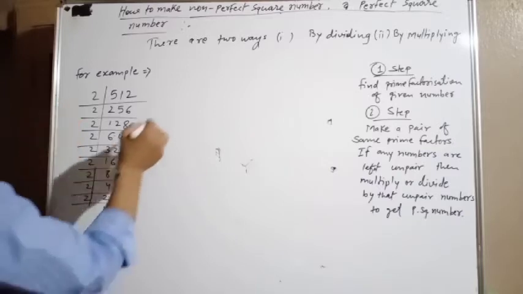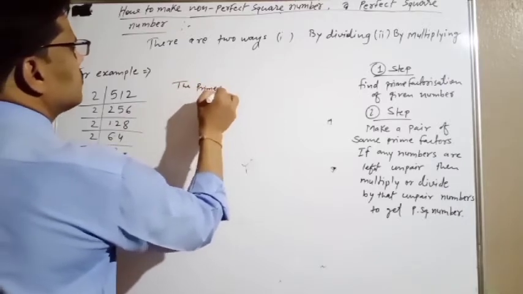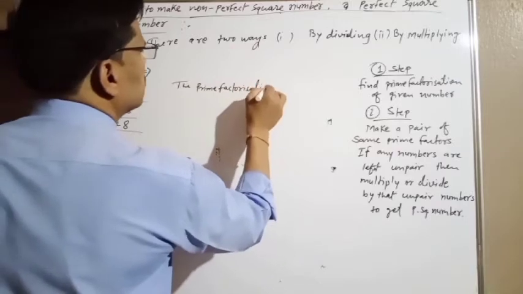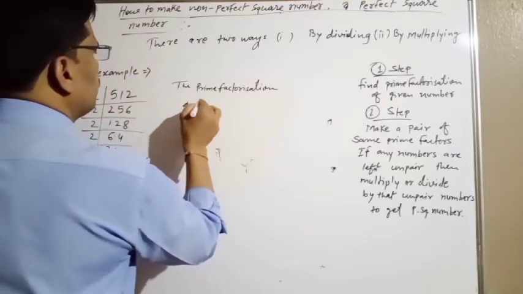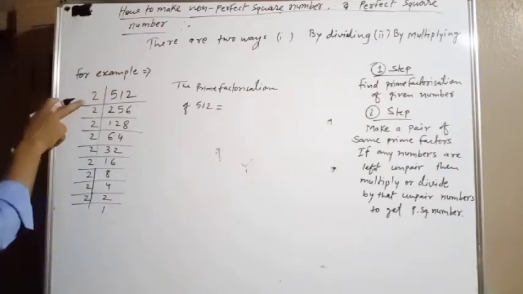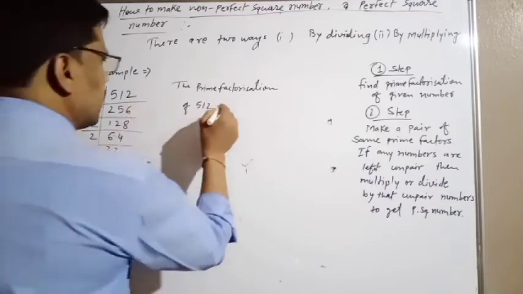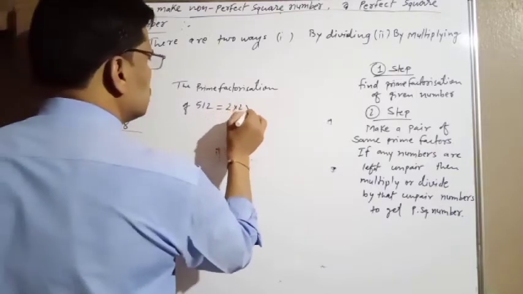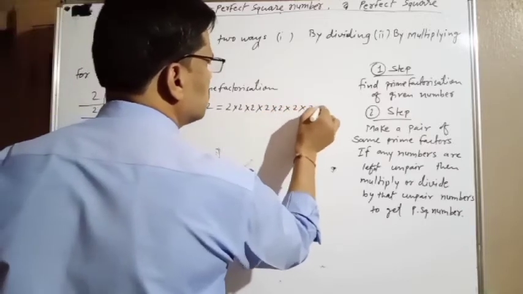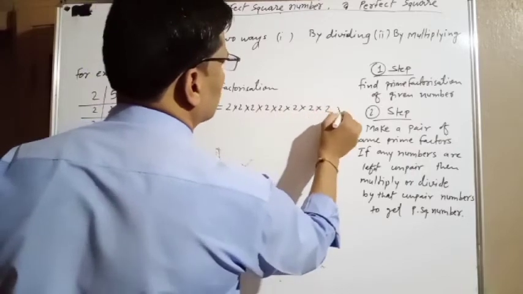So the prime factorization of 512 is equal to... how many times are you getting 2? Look here, 1 2 3 4 5 6 7 8 9. You can write 2 into 2 into 2 into 2 into 2 into 2 into 2 into 2 into 2. 1 2 3 4 5 6 7 8 and 1 more, that is 9.